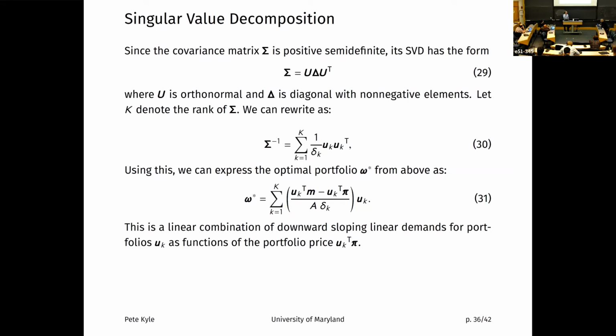What's going on is that the U matrix is essentially rotating all the assets, but rotating them in exactly the way that creates a series of portfolios such that my demand for each portfolio is a function of the price of exactly that portfolio. So the singular value decomposition is putting the problem in exactly the form we want. That's a nice result.